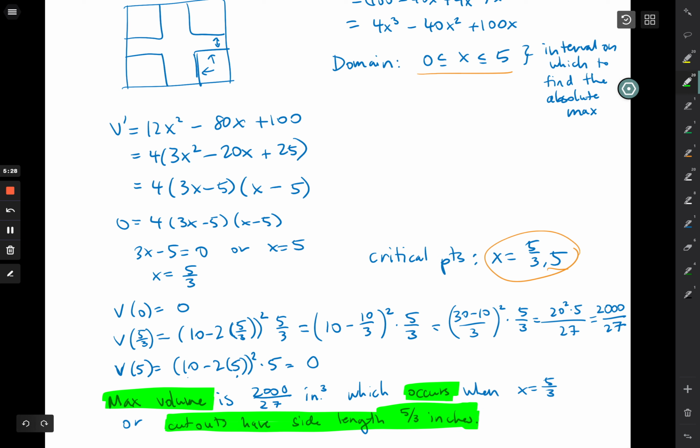Okay, so that is going to be the answer for this problem, and we will end here, and don't forget to complete the comprehension check question.